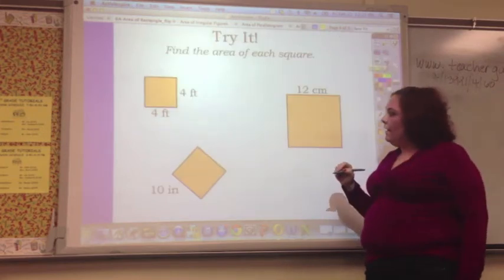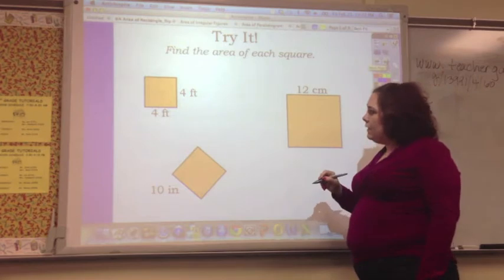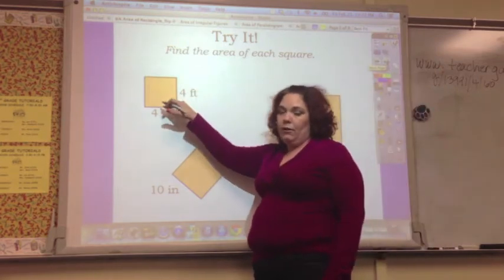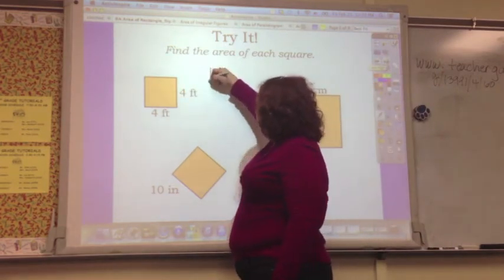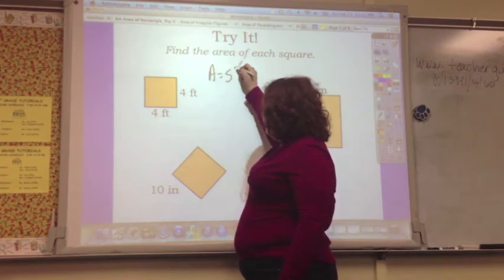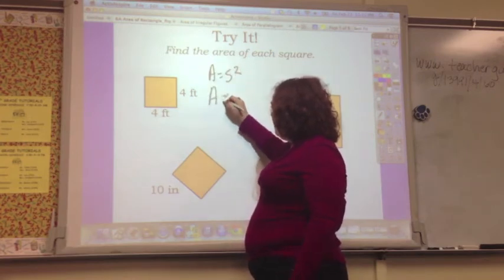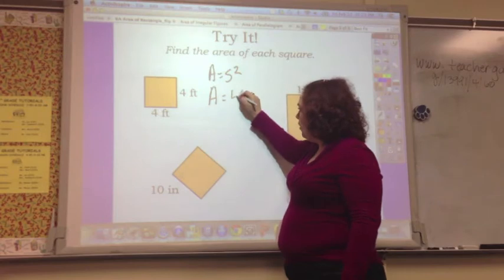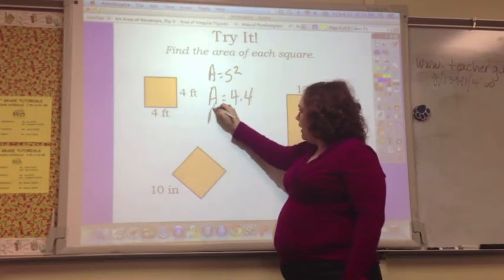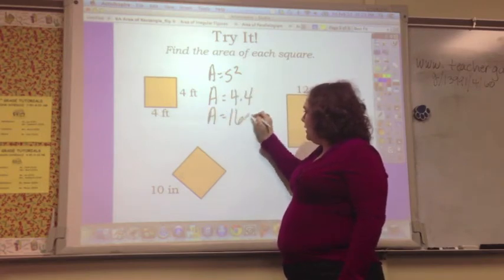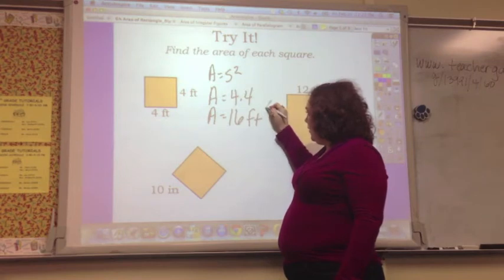So if you have these figures, then you see it's a square. All the sides are equal. So you put area equals S squared. Area equals, substitute in 4 times 4. Area equals 16, and my units are feet squared.